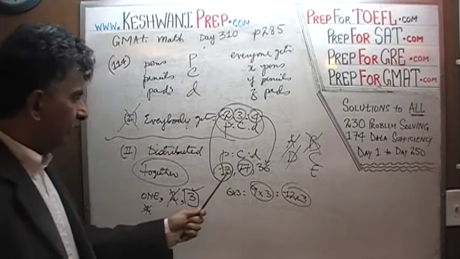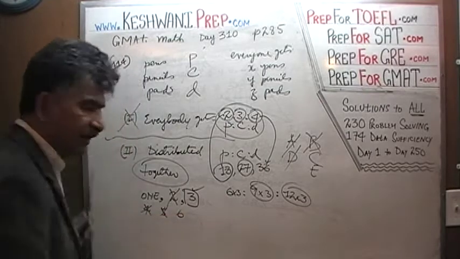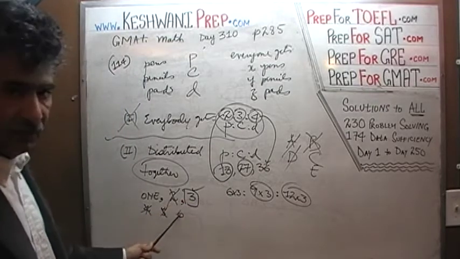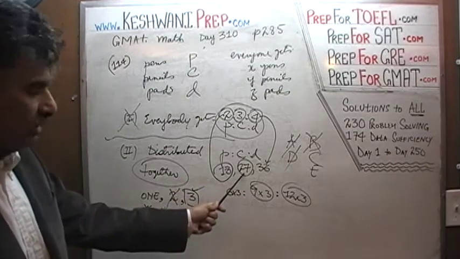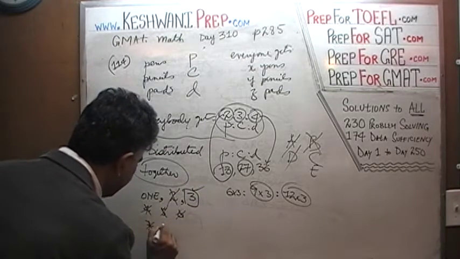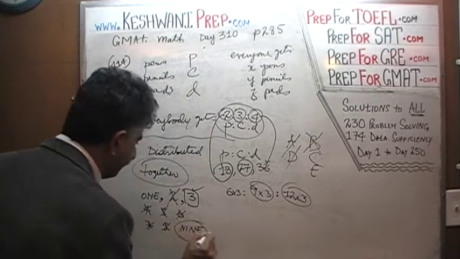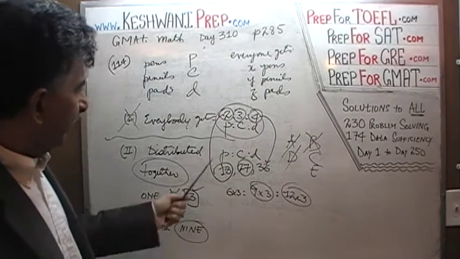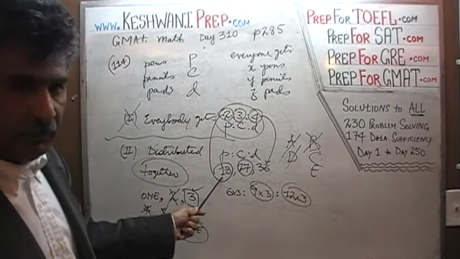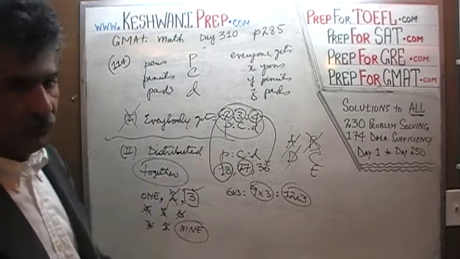4 is not possible. We can't divide 4 by any of these numbers. 5 is not possible. Is 6 possible? We can divide 18 by 6. We can divide 36 by 6, but we can't divide 27 by 6 evenly. 6 is not possible. 7 is not possible. 8 is not possible. And finally, 9 is the final answer. And if 9 had been the case, then if we had 9 people on the staff, everybody would have gotten 2 pens, 3 pencils, and 4 pads.